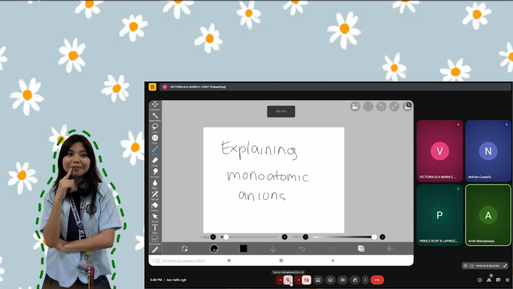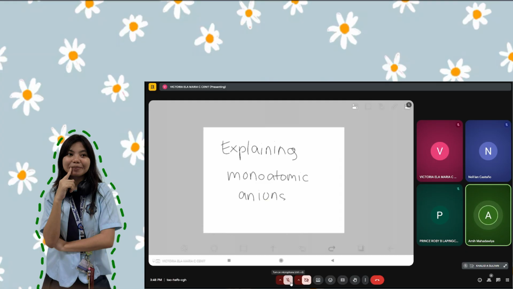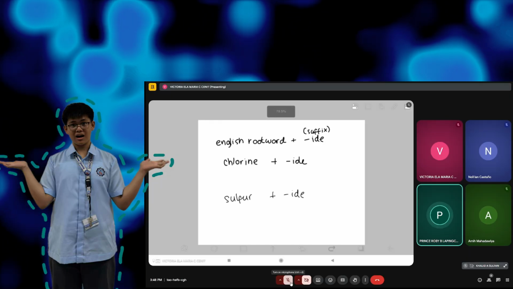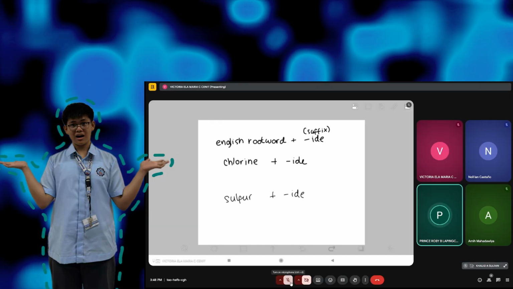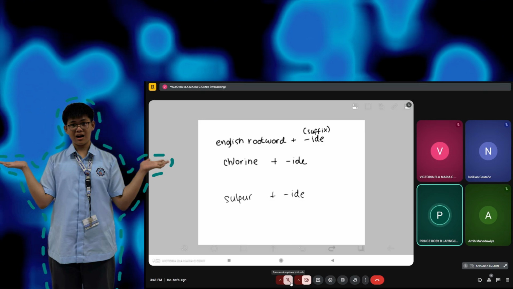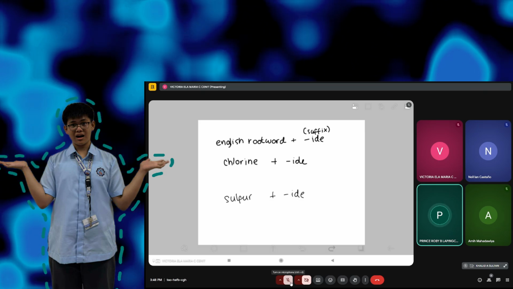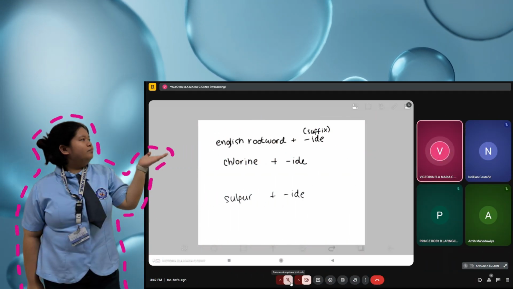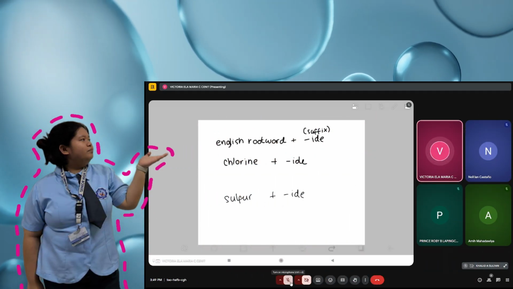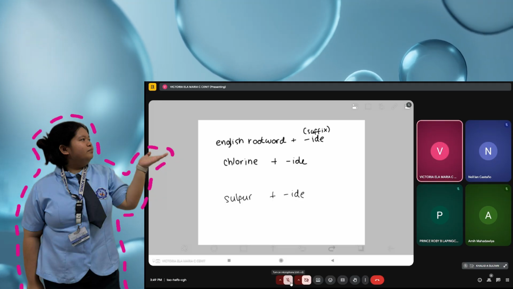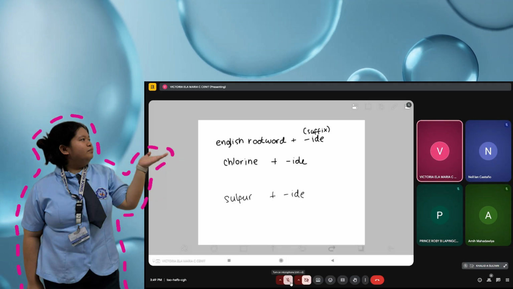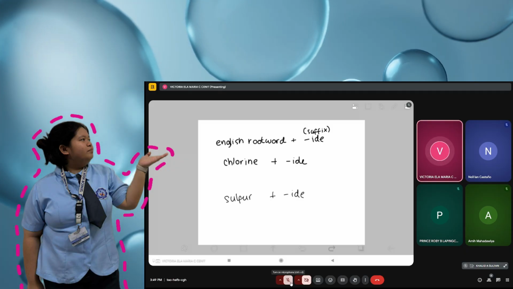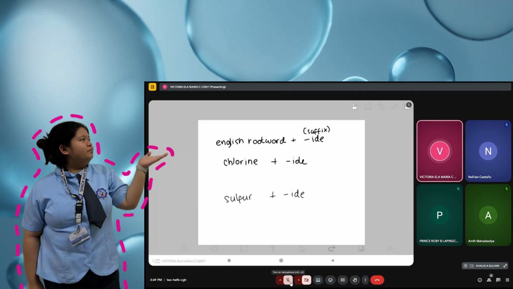Simple rules. Take the English root of the element's name and add "-ide." So every single-atom negative ion just gets -ide, even if the charge is different. Yes, the name uses only the element root plus the suffix "-ide." The actual charge, like 1-, 2-, 3-, is not written in the name for simple anions.